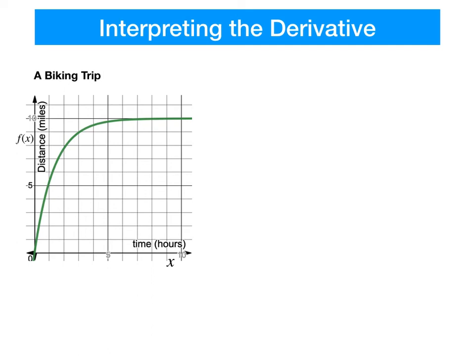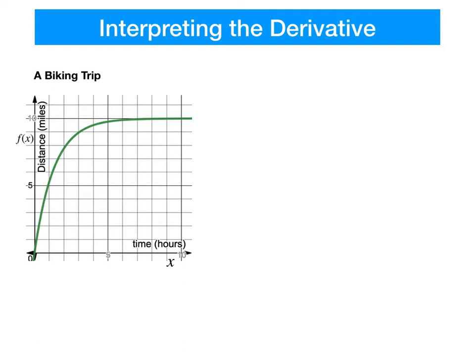In this video, we'll discuss the interpretations of the derivative in the context of a real-world problem. So I went on a biking trip, and I tried to capture my total distance over time. This green graph here describes my total biking distance in miles over the time in hours. Let's say f of x is the total distance function with respect to x, time in hours.